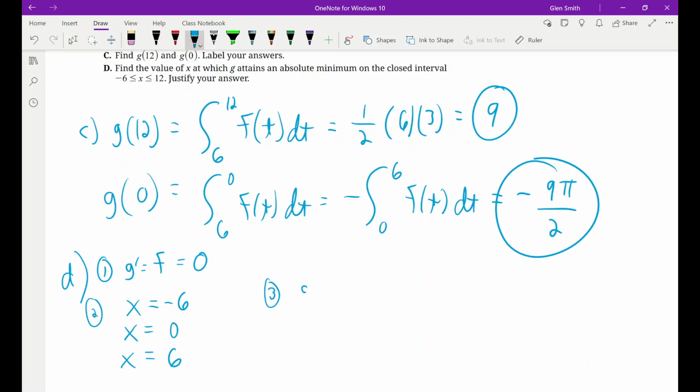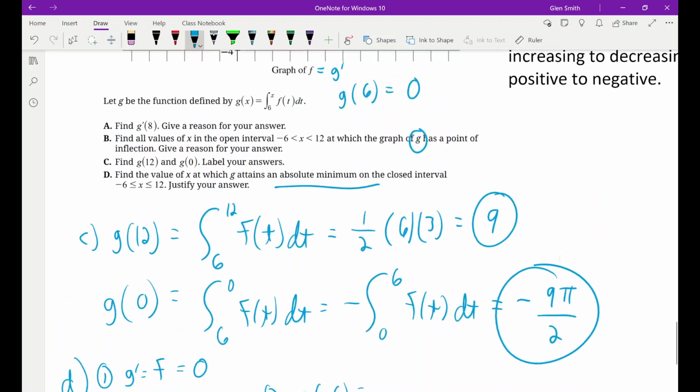So g in this case at the endpoints. So I need g of negative 6. I need g of 12. So I got to find those. Okay, we already found g of 12. It was 9. I'll come back to g of negative 6, but I also have to find g at these other places if they are possible minimums. So let's look.